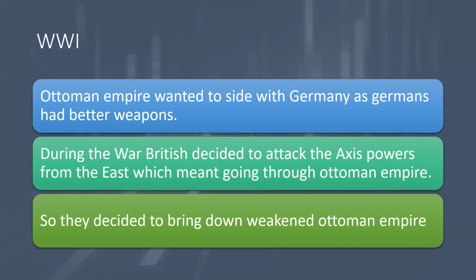Britain wanted to attack the Axis power. If you remember what the Axis power was, they wanted to attack from the east, which meant that they had to go through the Ottoman Empire. So Britain decided that they had to bring the already weakened empire down. The Ottoman Empire was weakened, right? And that was not because of the Europeans. Well, kind of, but that was also their own fault as well.